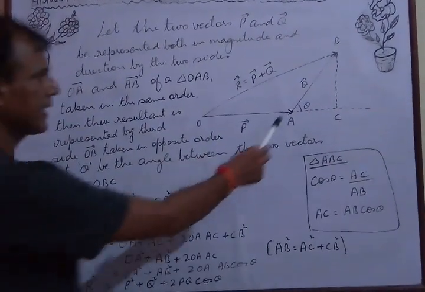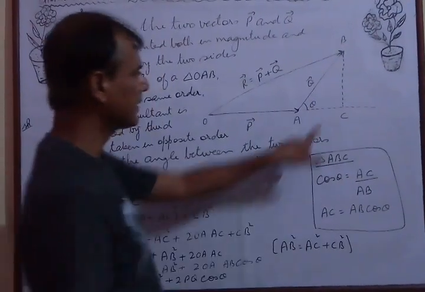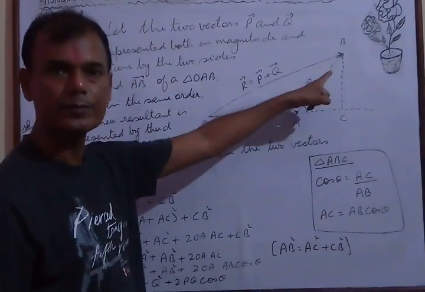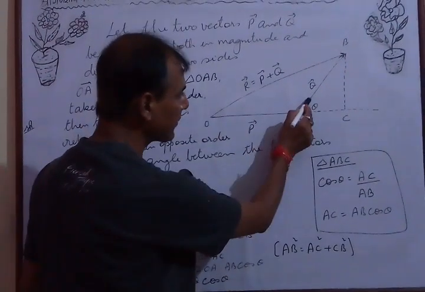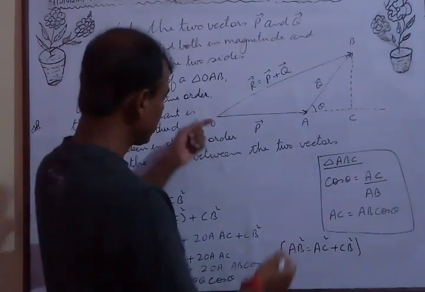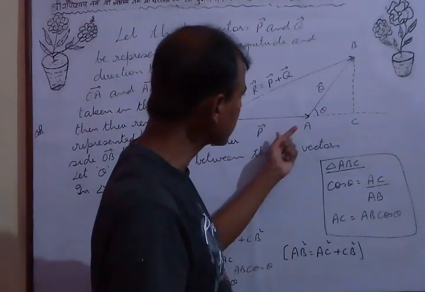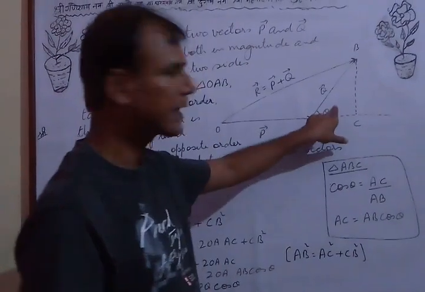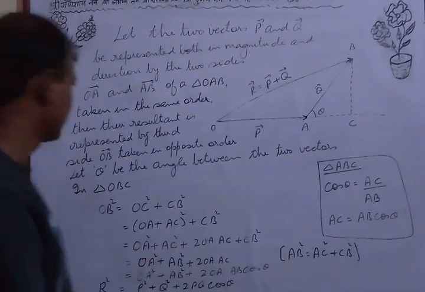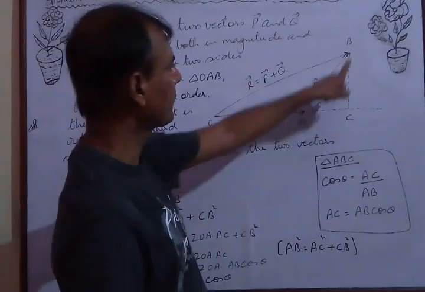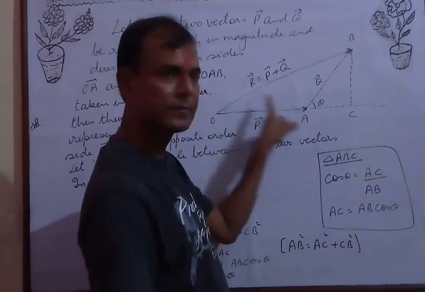And if theta is the angle between both the vectors P and Q, mind it, this is not the angle between vector P and Q. This is the angle, because this is the direction of vector P and this is the direction of vector Q. So this theta is the angle between vector P and Q. I have dropped a perpendicular from B. See here, this is the perpendicular drop.